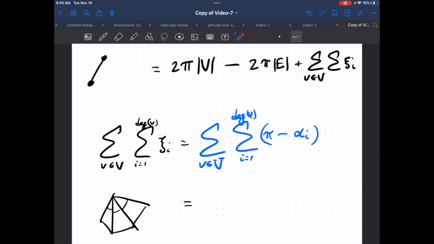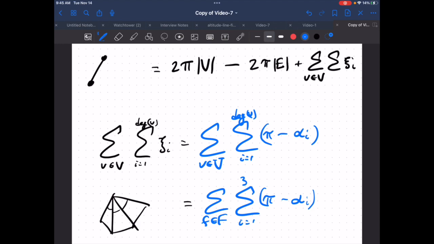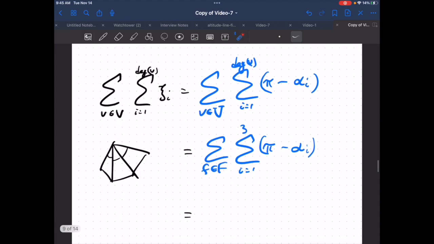So we're going to consider each angle. For this vertex, we're going around here, and then for this vertex, we'll go around there and so on. But we can reorder things. So instead of going around each vertex in this way, we can go around each face. We're going to reorder our sum, so we get a sum over f in our faces of i equals 1 to 3 of pi minus alpha i. So now we're going through these angles face by face instead of vertex by vertex.